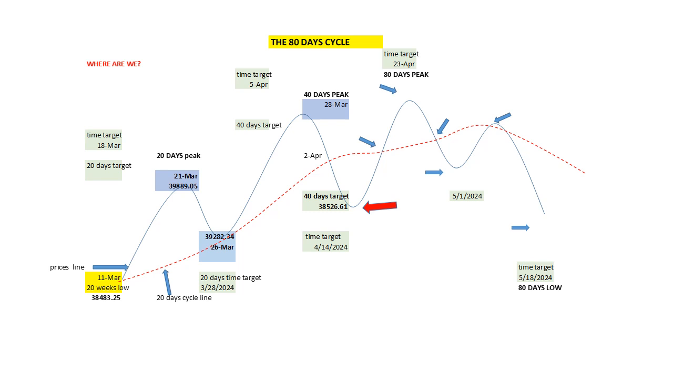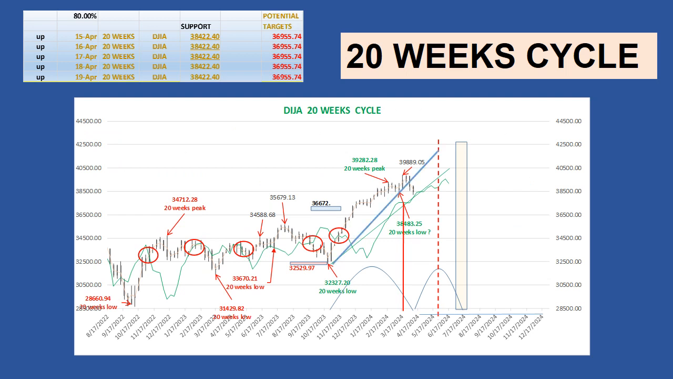In the case of the second option, with the low on March 11th, it looks like there is some bearishness coming into the market. Here is why. By drawing the 20-week cycle trend line from the last two 20-week cycles, we can see that last week the Dow Jones Industrial Average crossed below its trend line, meaning technically the 40-week peak is in formation, and the 39,889 all-time high is probably the 40-week peak.